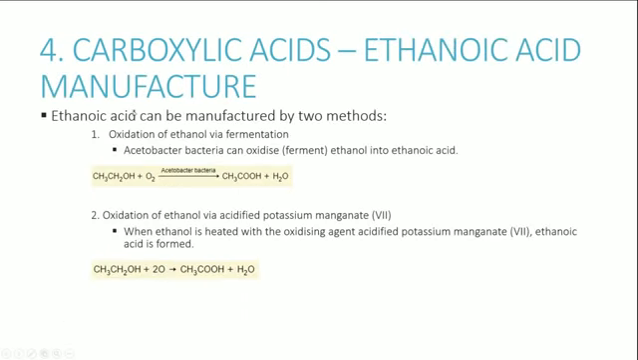But the idea is that ethanoic acid manufacture can happen by, one, the oxidation of ethanol by fermentation. So the Acetobacter can oxidize or ferment ethanol into ethanoic acid. It's a simple equation. You have ethanol, you add that to oxygen, and in the presence of bacteria, you get ethanoic acid and water. And this is of course ethanoic acid because it's got two carbons in the carbon chain.